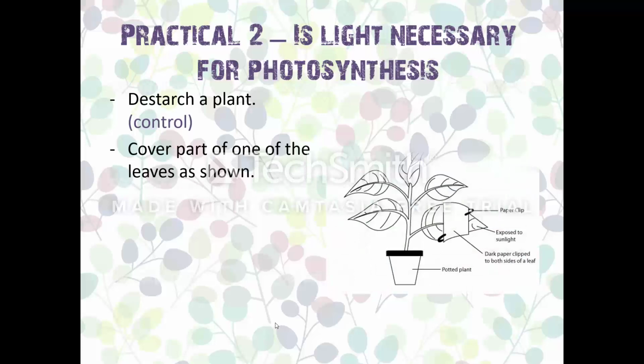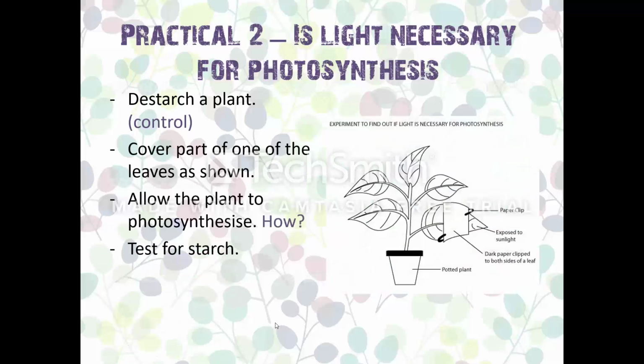To prove that light is necessary, we are first going to have to de-starch the plant. Now, in a test, you would say de-starch the plant. You wouldn't have to give me the steps unless I specifically asked you how to de-starch a plant. Okay, I hope that makes sense. So, when we talk about is light necessary for photosynthesis, we're going to say the aim is to test whether radiant energy or sunlight is required for photosynthesis to take place.